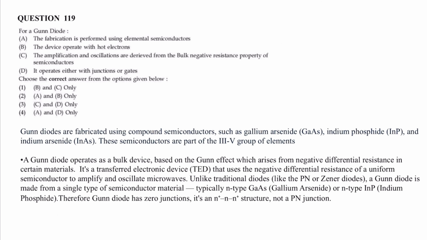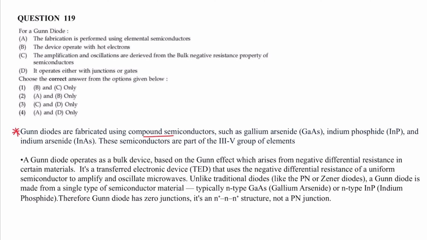Next question. For a Gunn diode, different statements are given. We need to identify the correct statements. Before that, let us see some theory related to the Gunn diode. Gunn diodes are fabricated using compound semiconductors such as gallium arsenide, indium phosphide, indium arsenide.